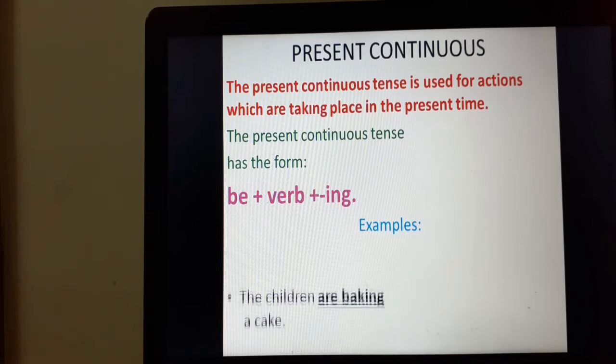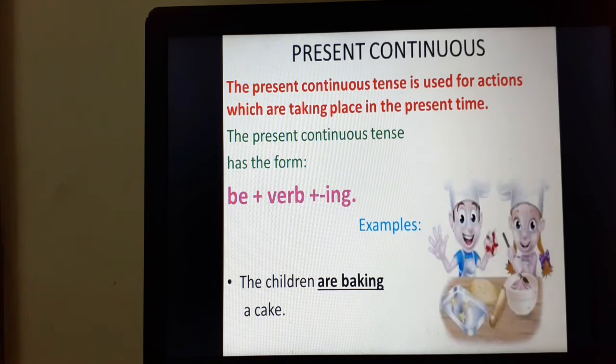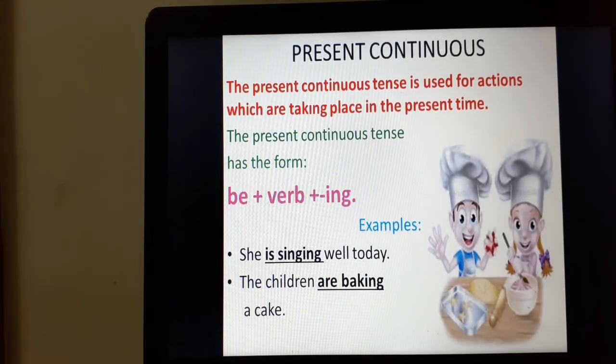Let's see some examples. The children are baking a cake. She is singing well today. I am walking to the taxi stand.